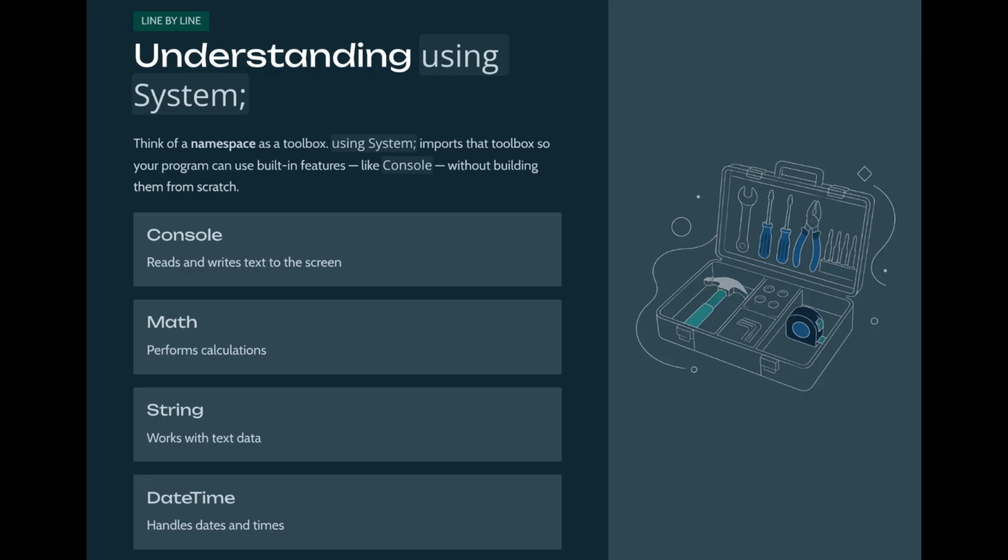You can think of a namespace as a toolbox containing many useful tools that programmers can use instead of creating everything from scratch. One of those tools is the Console class, which allows us to display text on the screen. Without importing the System namespace, we would have to write much longer code to access these features. Most C# programs include using System, because it provides many of the functions needed for basic programming. As you continue learning, you'll discover additional namespaces that help with files, networking, graphics, and many other tasks.